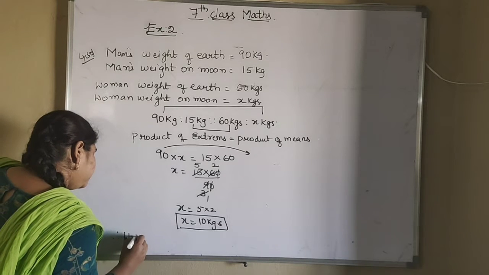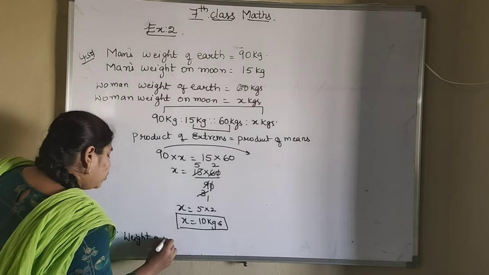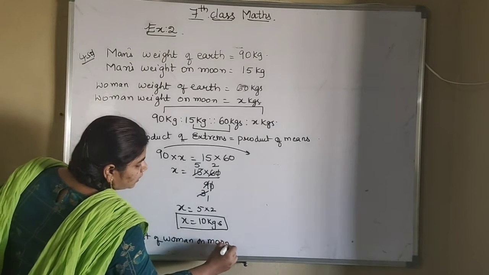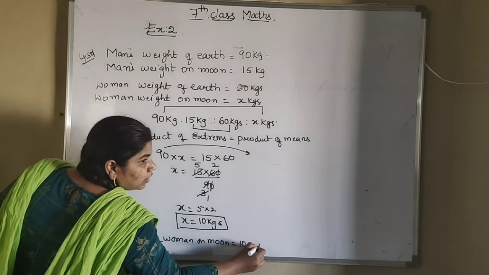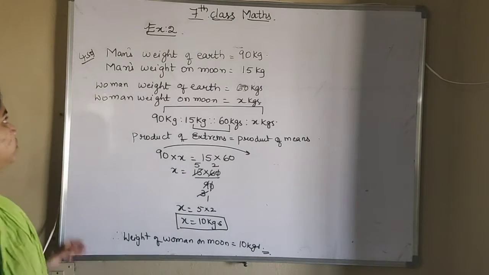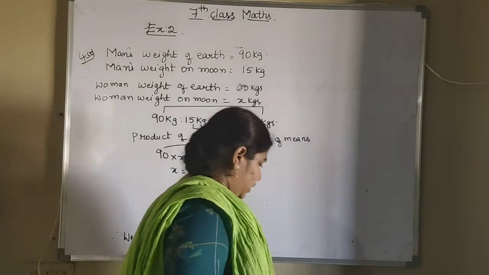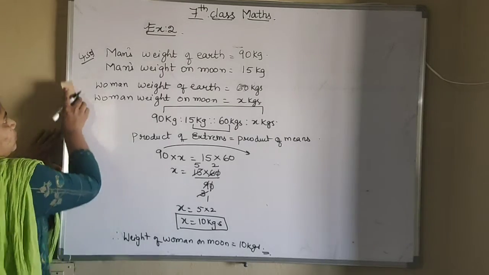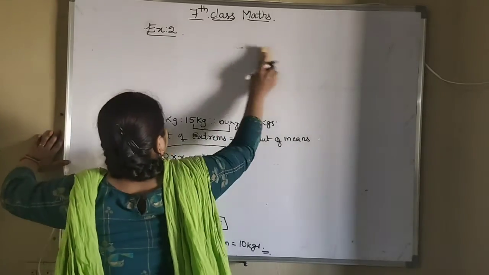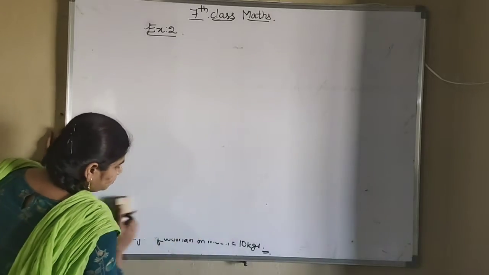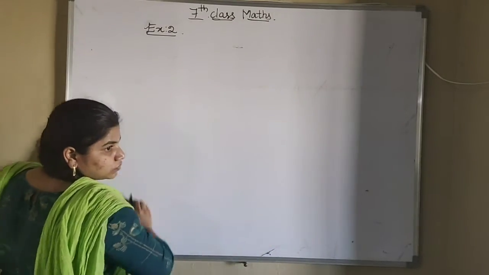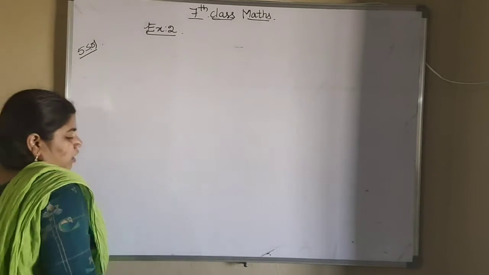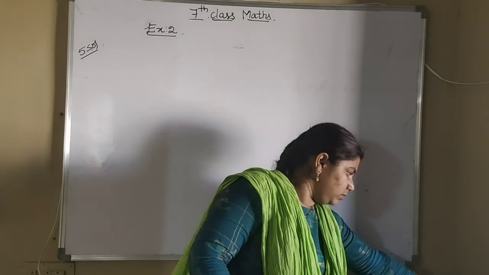So therefore, the weight of the woman on moon is how much? We got it as 10 kgs. Okay, so this is our fourth solution. Next is the fifth one. Fifth solution. So what is the fifth one? We will see.